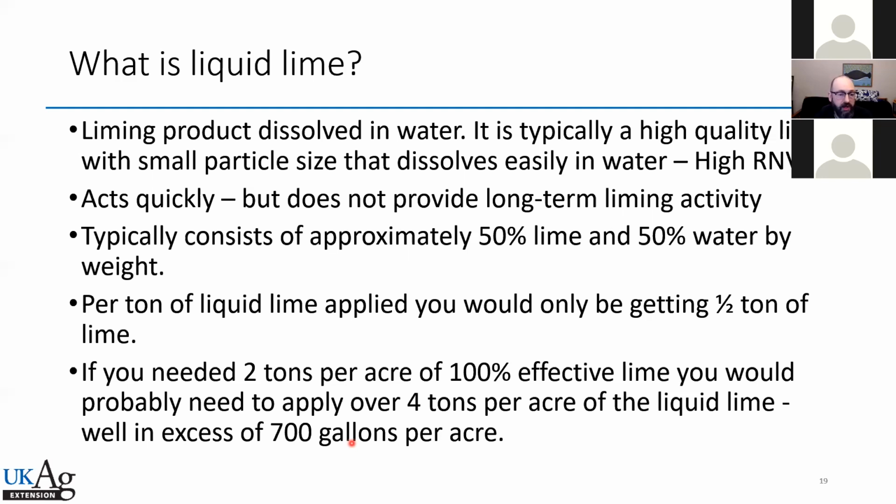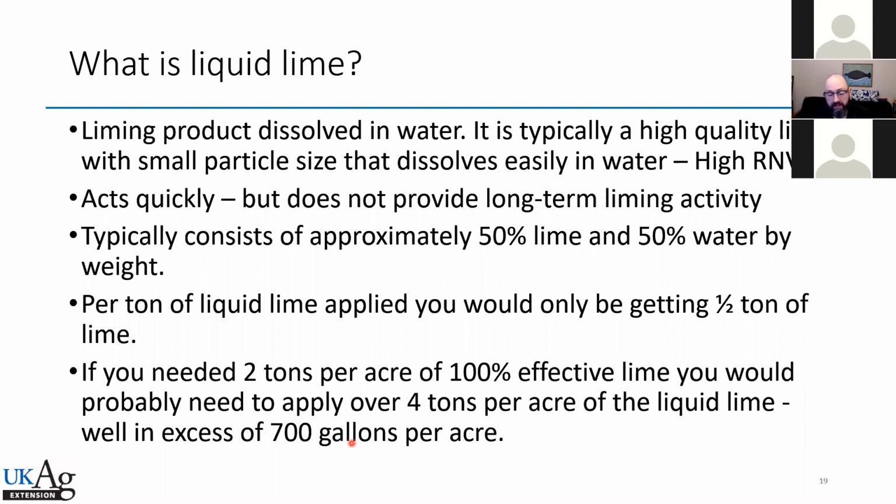But per ton of liquid lime applied, you would only be getting a 1/2 ton of lime because it's about half water, right? And again, I've seen folks sell this and they go, hey, look, you can put down 500 pounds per acre of this stuff, and it's the same as 8,000 pounds per acre of regular lime. It's not true. If you're putting 500 pounds of liquid lime down, you're only putting down 250 pounds of lime. So if you need 2 tons per acre of 100% effective lime, you would need to apply over 4 tons per acre of liquid lime. So that's over 700 gallons per acre.